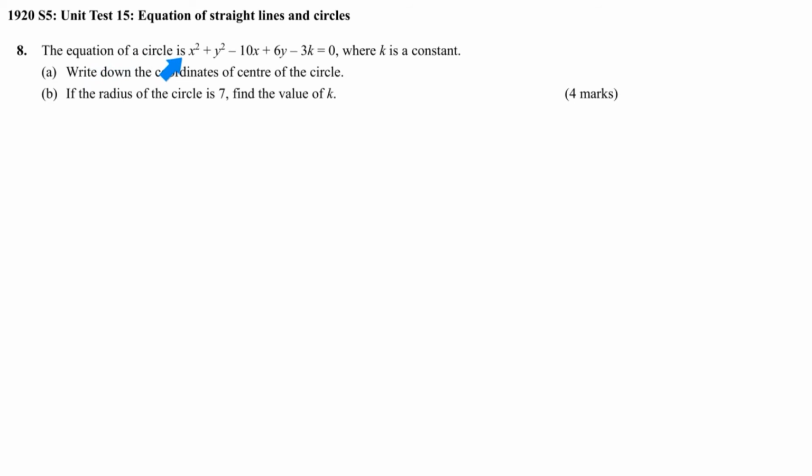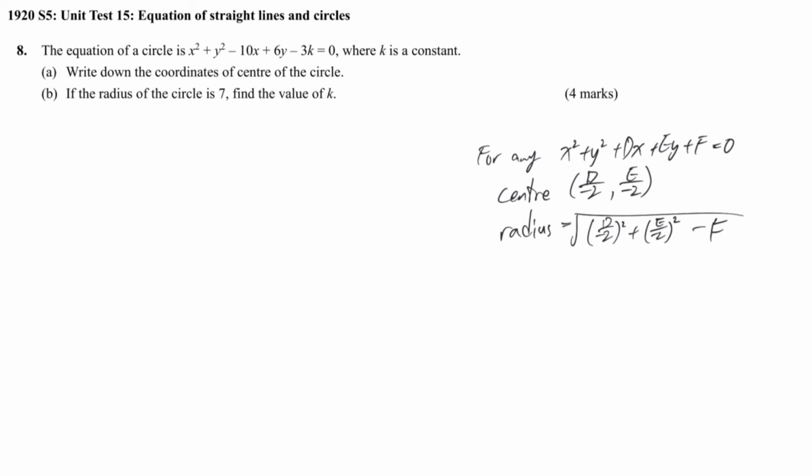There is an equation of a circle in general format, and they ask us to write down the coordinates of the center. So it's just a direct application of the formula related to the general format. For the general form of a circle, the center is the coefficient of x divided by -2, and the coefficient of y divided by -2. So part A is just straightforward. The center is -10 divided by -2, and the y coordinate 6 divided by -2. Therefore, it is (5, -3).